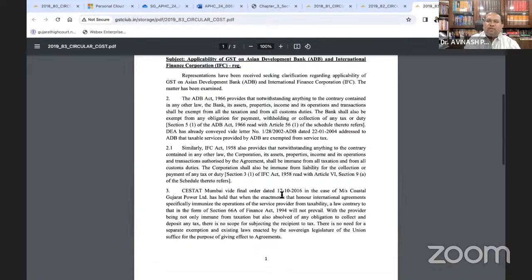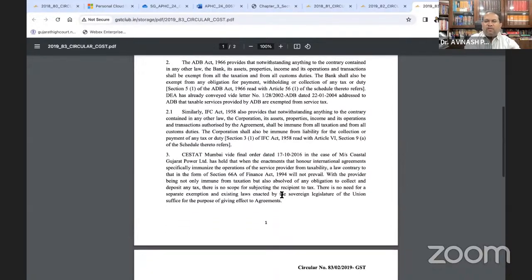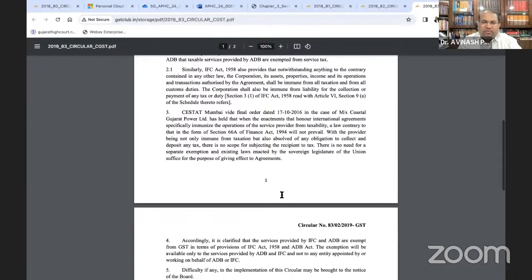And when it comes to International Finance Corporation, it says similarly IFC Act 1958 also provides that, notwithstanding anything to the contrary contained in any other law, the corporation, its assets, properties, income, and its operations and transactions authorized by the agreement shall be immune from all taxation and from all customs duties. The corporation shall also be immune from liability for the collection or payment of any tax or duty. So this also grants immunity.